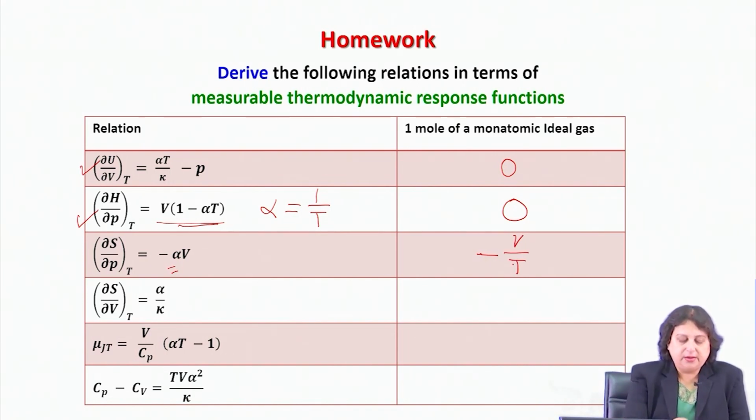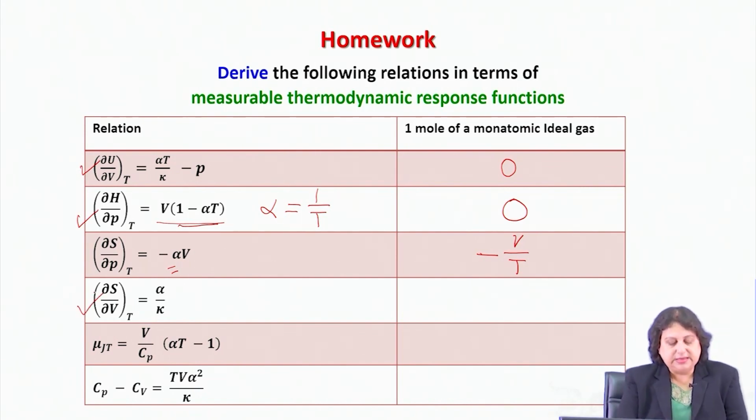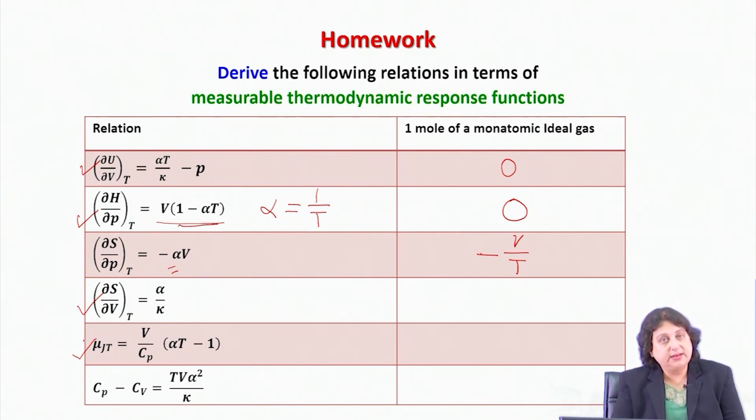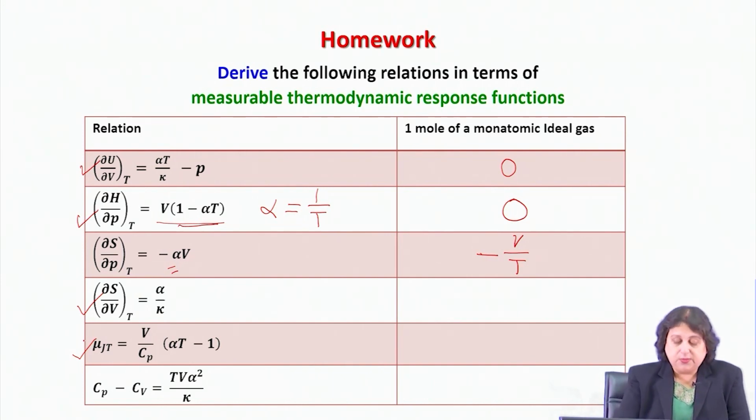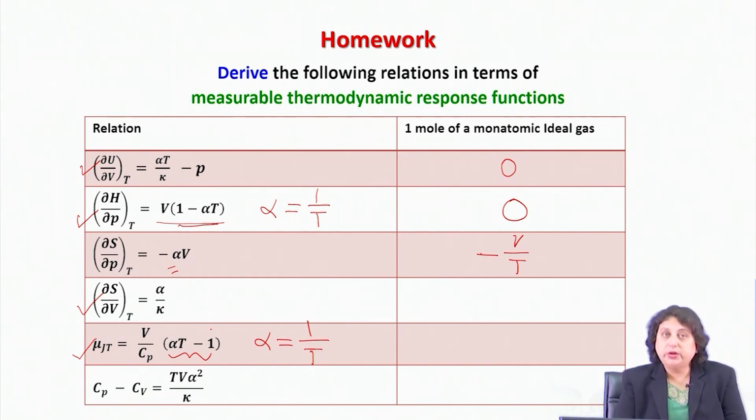Similarly, I can find out what del S del V at constant T is, and I have already derived this expression for you. So let us have a look at what is mu JT for an ideal gas. As you see, once again, since alpha for 1 mole of an ideal gas is equal to 1 by T, the term within the bracket is going to vanish. As a result, mu JT for an ideal gas is equal to 0.